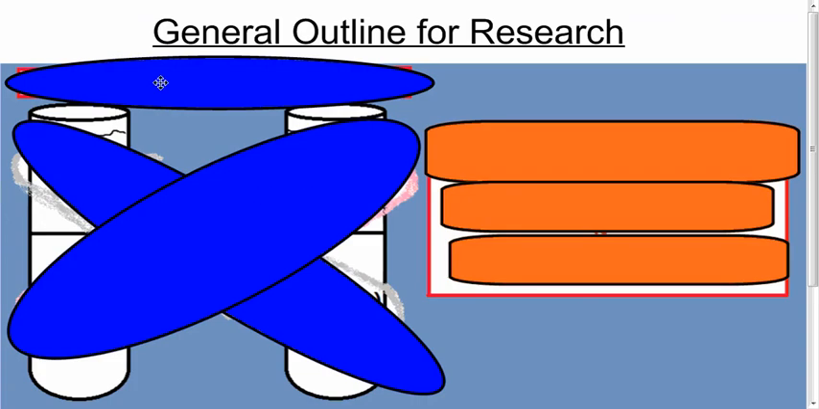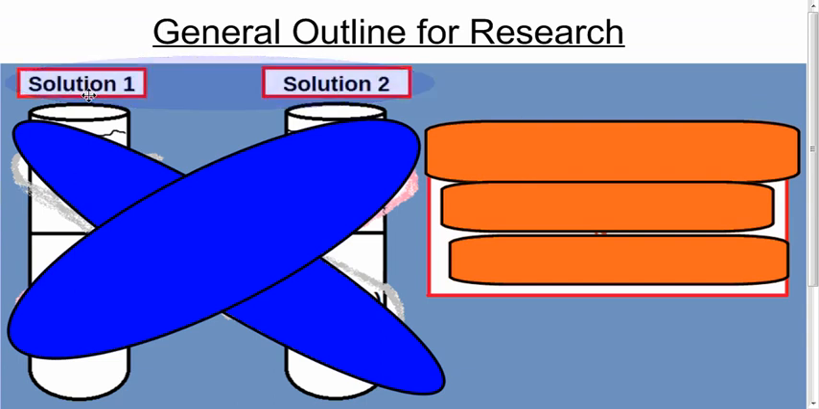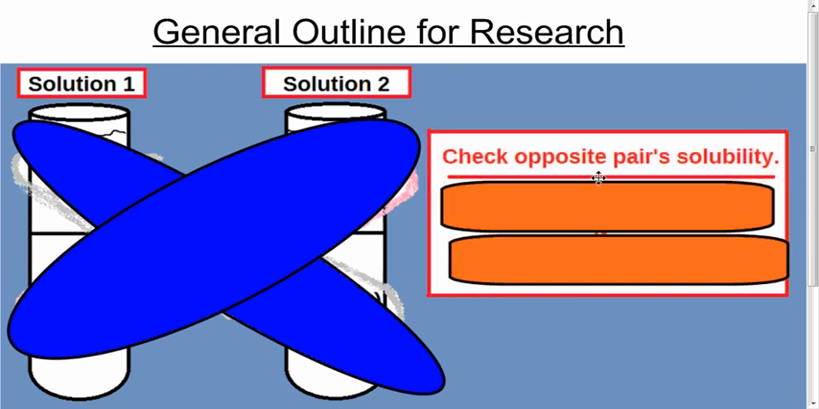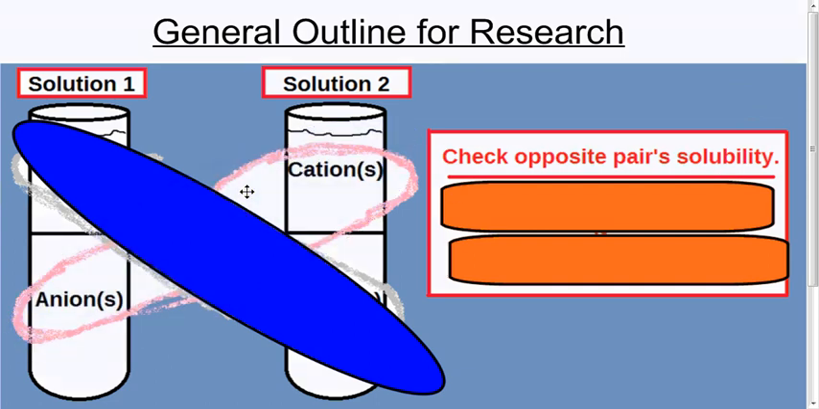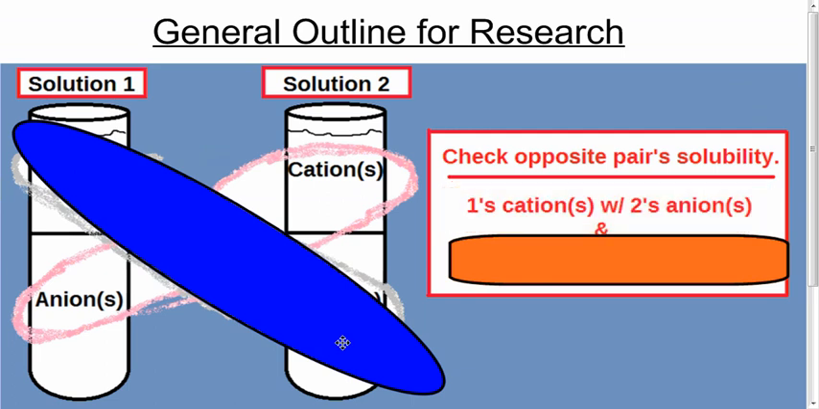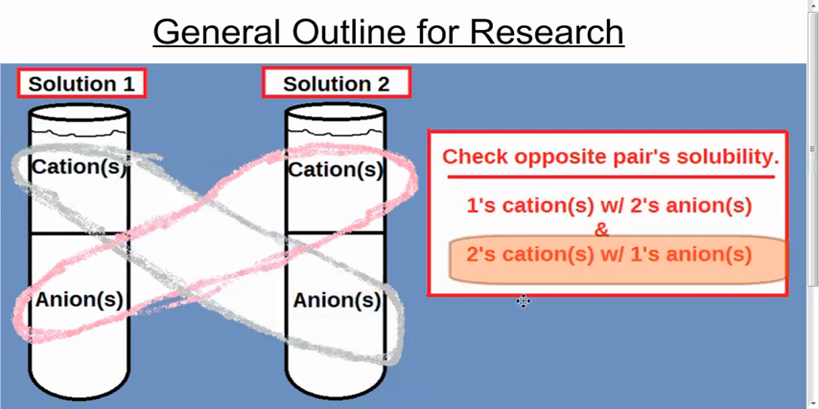Now, here's a general outline for the research that you had to do. You've got two solutions, and what you're going to need to do is check the opposite pair's solubility. What that means is you're going to look up on your solubility chart and check the cation from one solution with the anion or anions of another solution to basically see if they're soluble or not. And then based upon what happens, you'll know what has to be there.